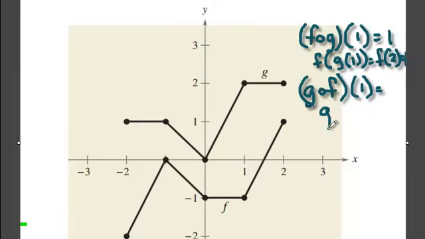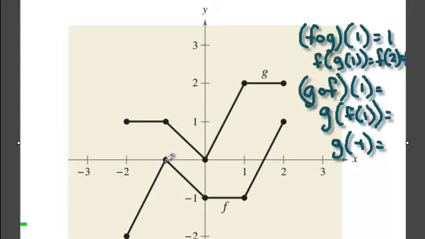Let's do g of f of 1. So we're going to find f of 1 first. f of 1 is negative 1. So I need to find g of negative 1. Go to where x is negative 1, and g is 1 there. Now, function composition is not commutative, but in this particular case, they ended up the same, but that was coincidence and nothing more. And that's how you use a graph to do function composition.